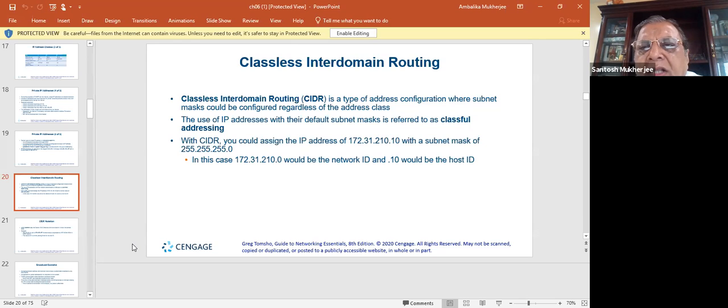With CIDR, you could assign the IP address of 172 with a subnet mask of 255. In the case of 172, that would be the network ID and 10 would be the host ID. So basically with classless interdomain routing, you are going from one domain to another domain with a specific IP address, and how it will be configured is a type of address configuration where the subnet mask could be configured regardless of the address class. Whatever the address class is, whether it's A, B, C, D, E, the interdomain routing can be classless. It doesn't require any class.